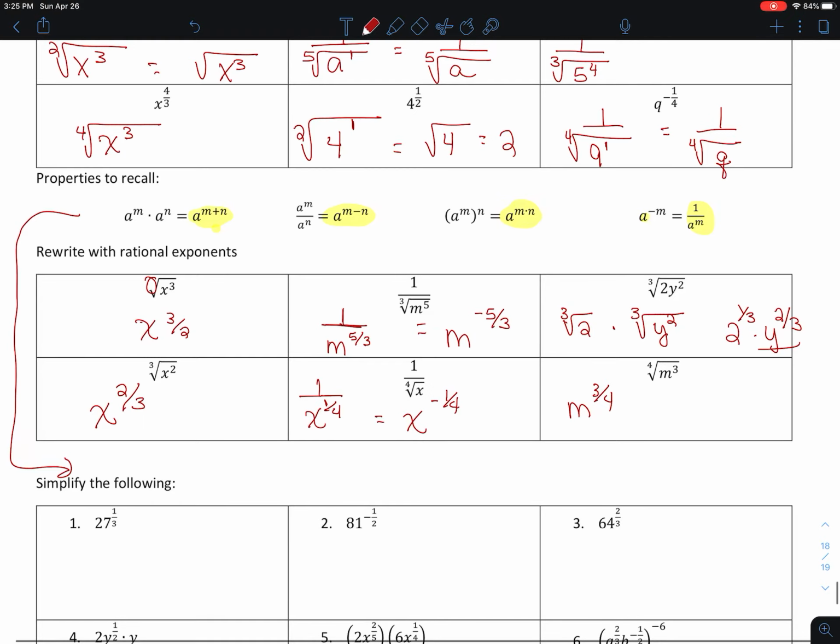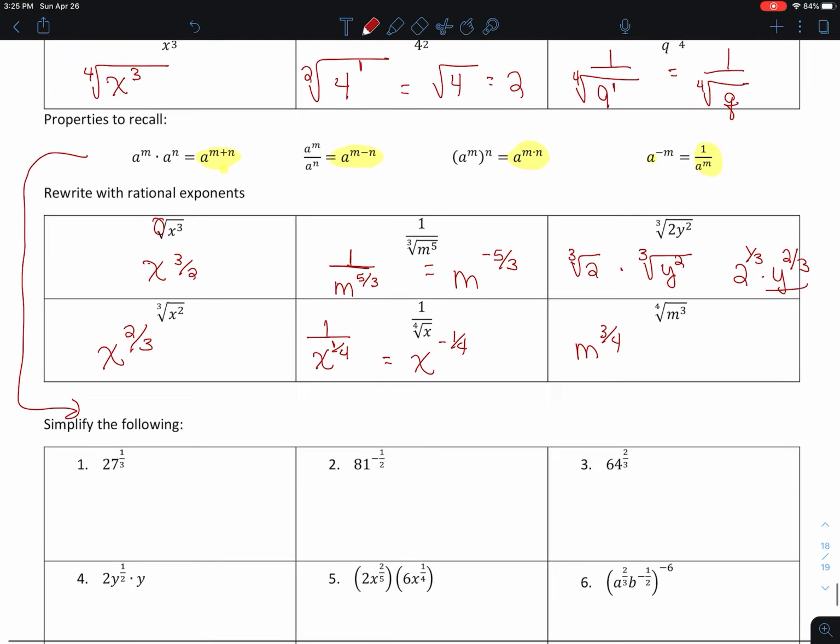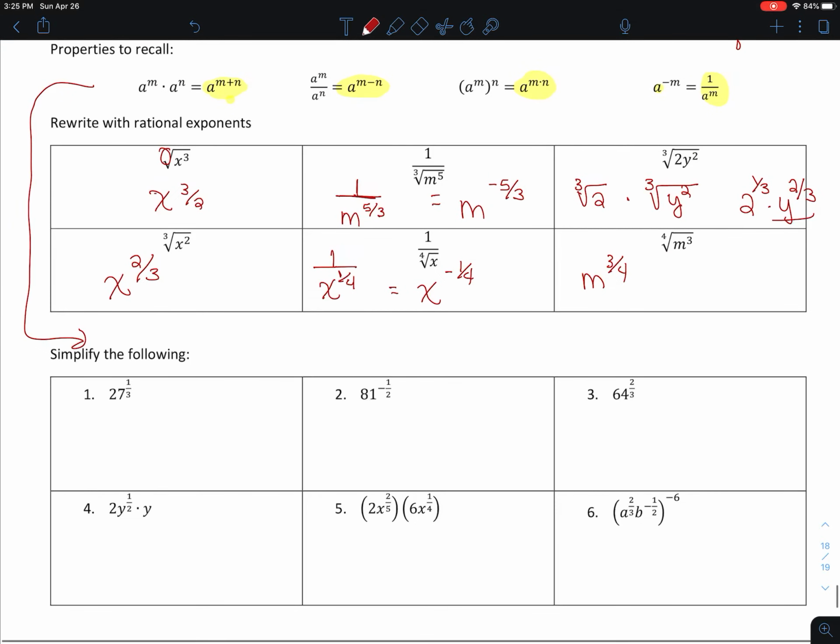Okay? So the information I gave you there is actually needed here, so I'll just leave that up there. And we're going to do a few of these and just simplifying. Okay? We're going to start with 27 to the 1/3. And that is just writing the cube root of 27. So what can I multiply by itself 3 times to get 27? 3.